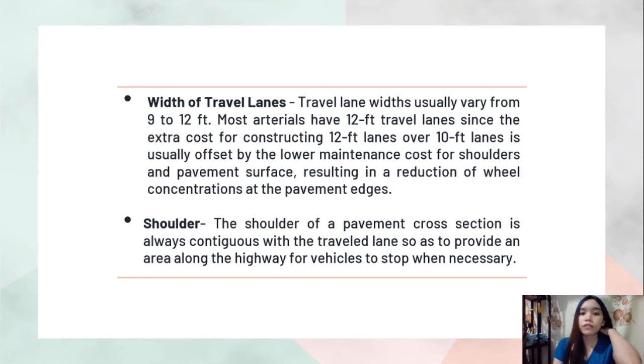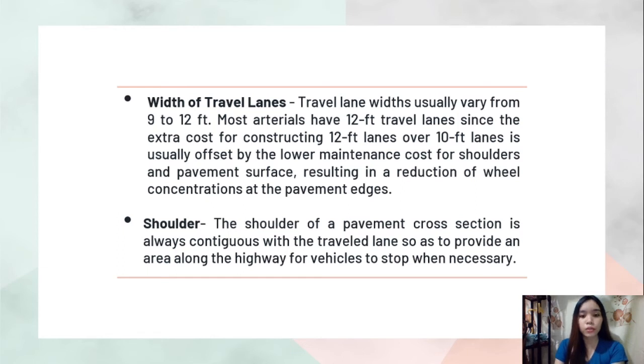So travel lanes will usually vary from 9 to 12 feet. Most arterial have 12 feet travel lanes since the extra cost for constructing 12 feet lanes over 10 feet lanes is usually offset by the lower maintenance cost for shoulders and pavement surface, resulting in a reduction of wheel concentrations at the pavement edges. Next is the shoulder.